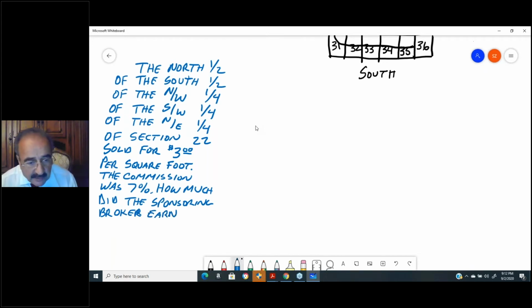Now, first of all, I have to figure out how many acres this parcel of land is. How I'm going to figure this out is by process of elimination. So what I want is section 22. I'm going to draw this out. Not that you need to draw this out, but you get an idea. The visual kind of helps you a little bit. So the first thing I need is section 22.